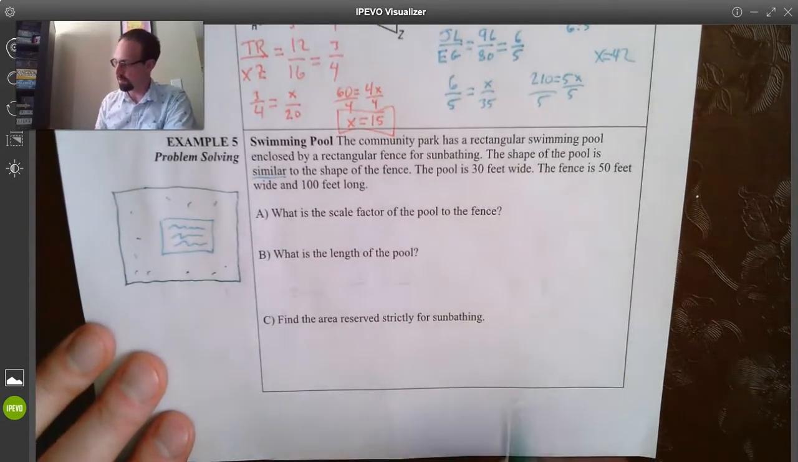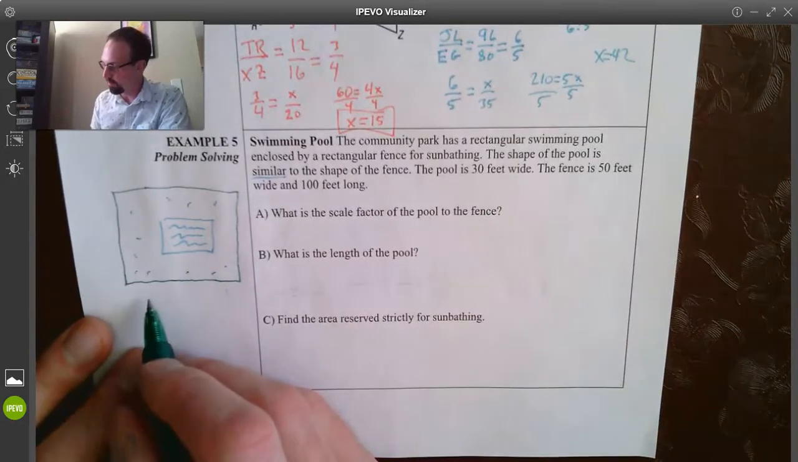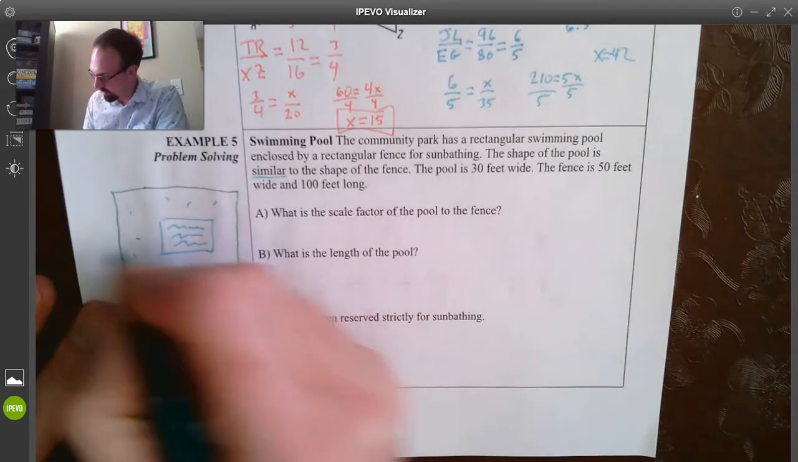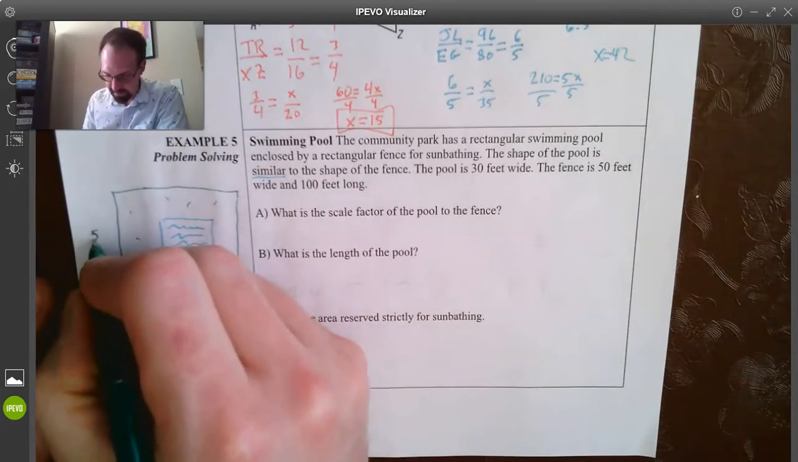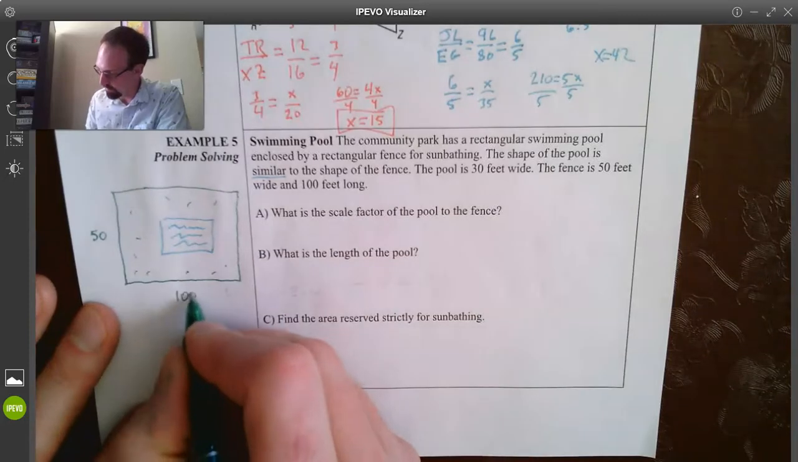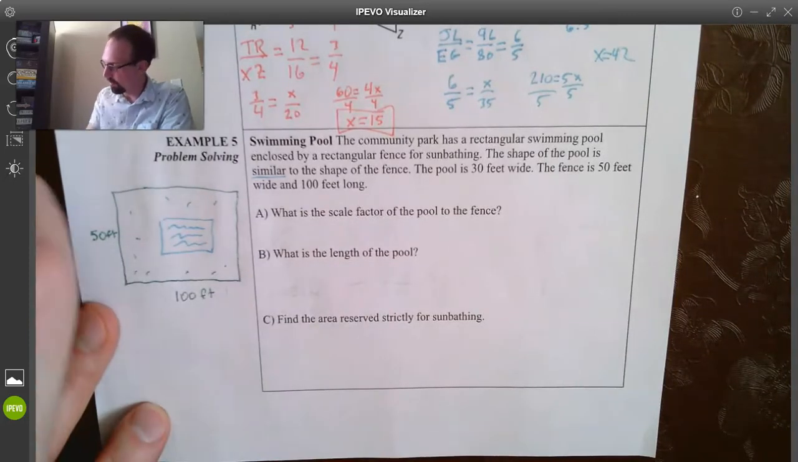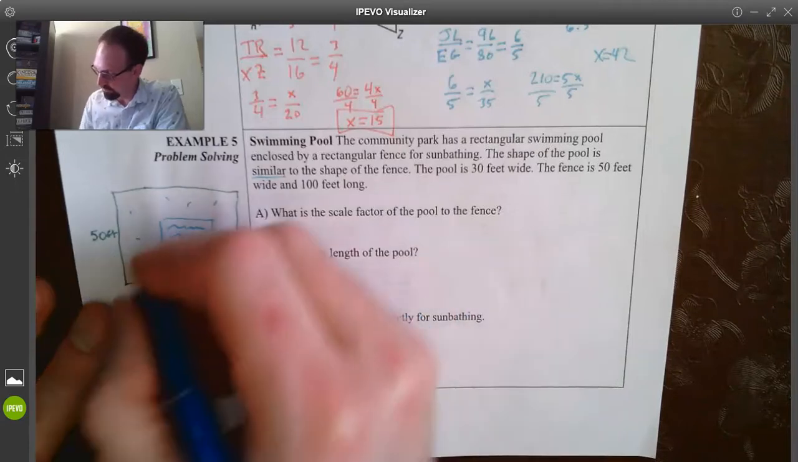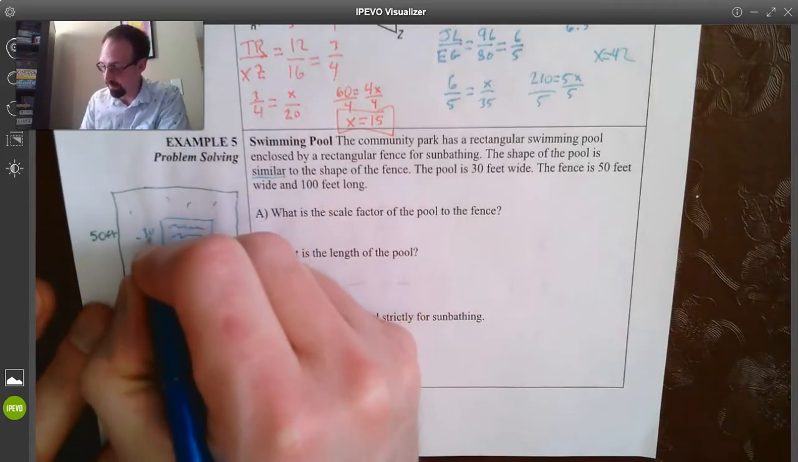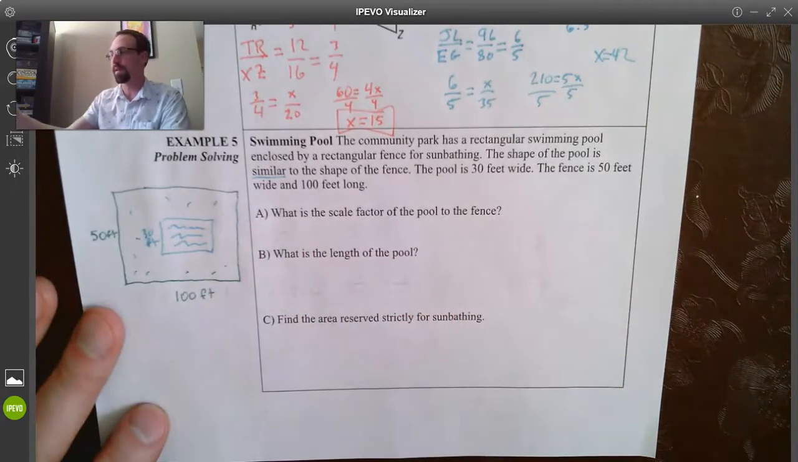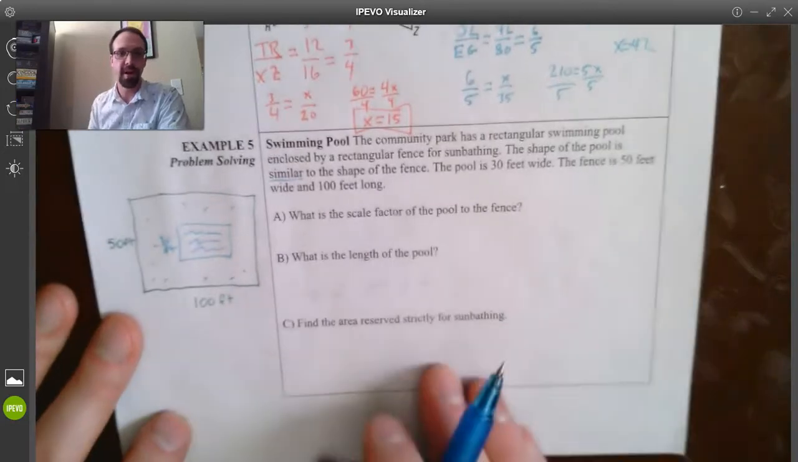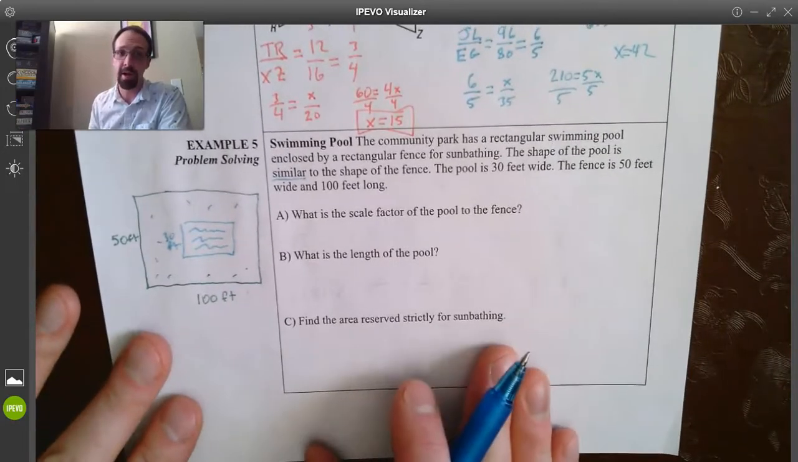And so let's label what we know. The fence is 50 feet wide and 100 feet long. So we're going to go 50 feet and 100 feet. And then I know the pool is 30 feet wide. Again, making sure that I get it matched up correctly. It does matter where I put that 30 feet. If I put that 30 feet in the wrong spot, the problem won't work out.